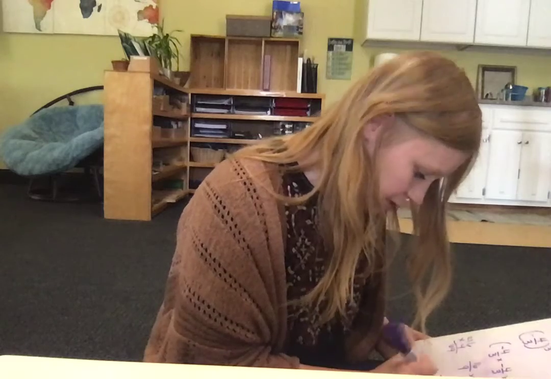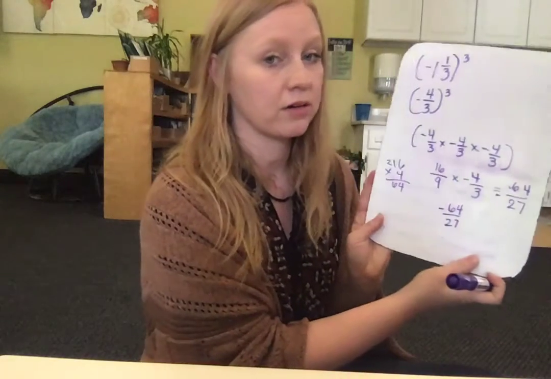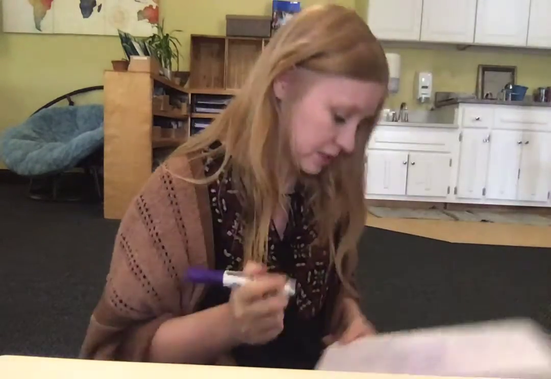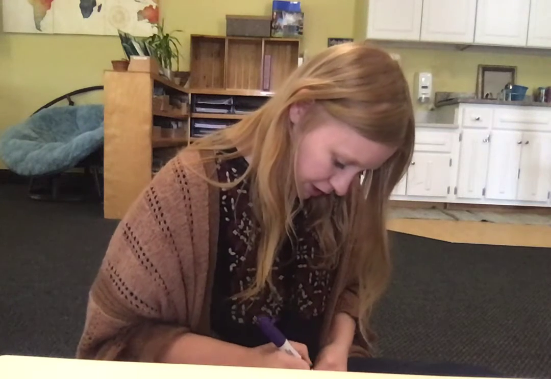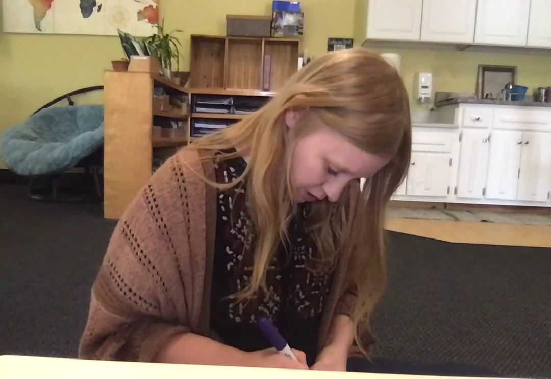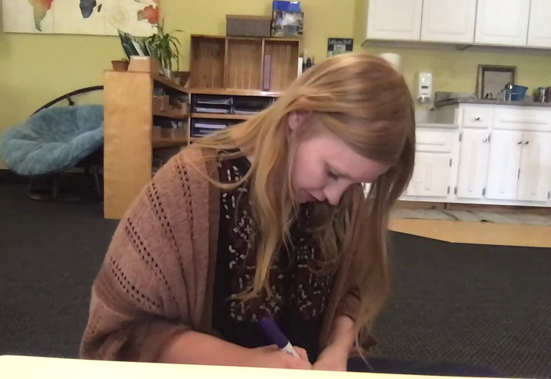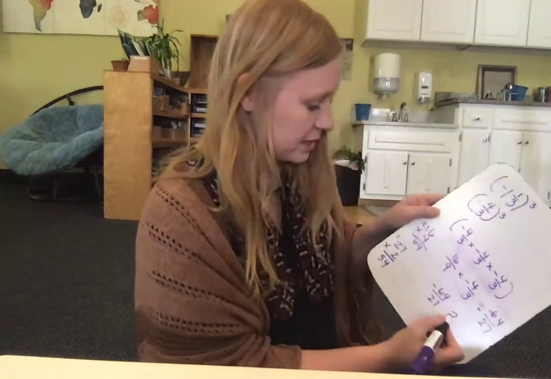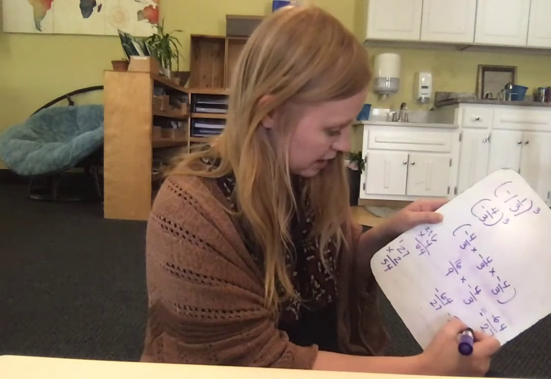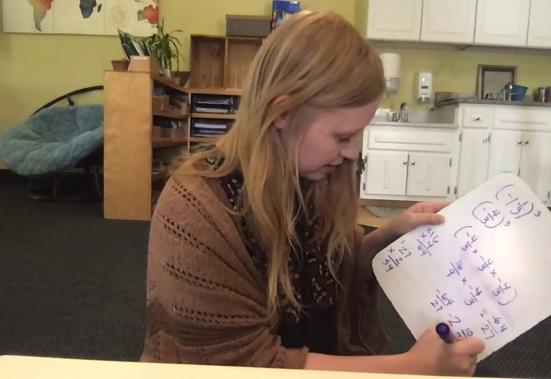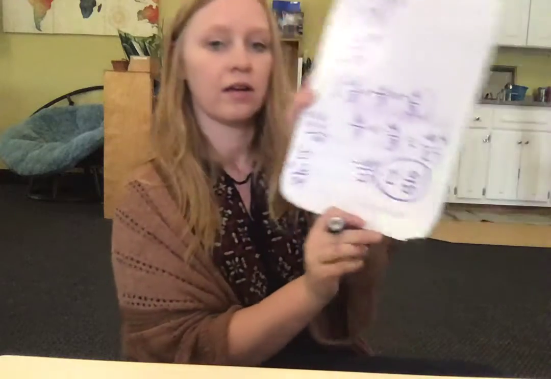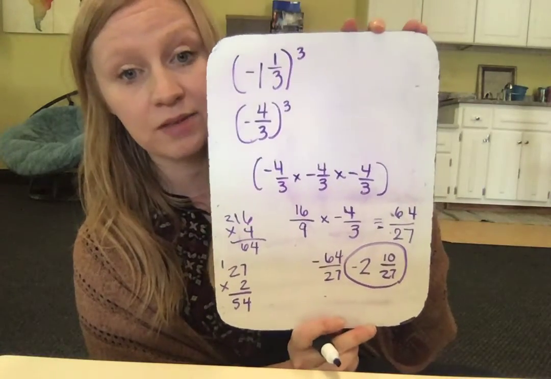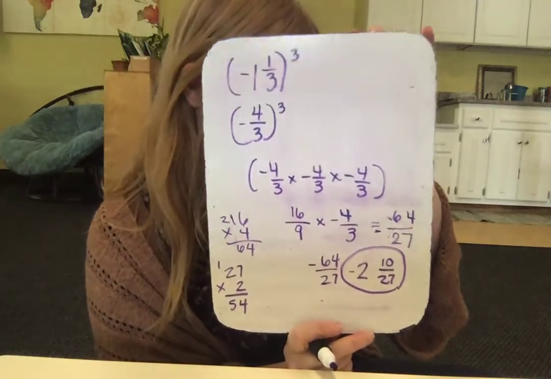Now, how many times does 27 go into 64? Well, I'm going to guesstimate that it goes in twice, but I'm not exactly sure. 27 times 2 is 54, so I'm right. 64 minus 54 is 10. 2 and 10/27. Negative 2 and 10/27. Remember to pause if I'm going too fast.